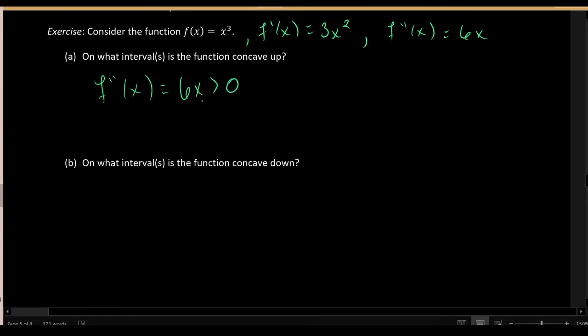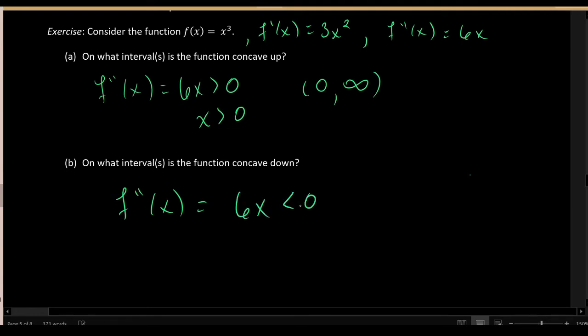Now 6x is positive where x is positive, and therefore the interval would be from 0 to positive infinity. Conversely, where would the function be concave down? The function would be concave down where 6x was negative. In other words, where x itself is negative. And therefore this would be the interval negative infinity up to 0.